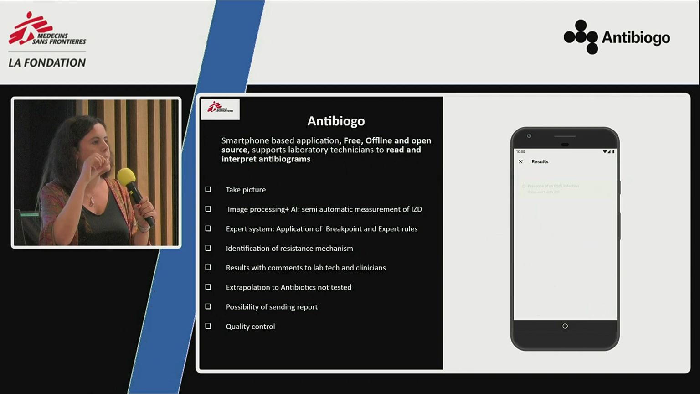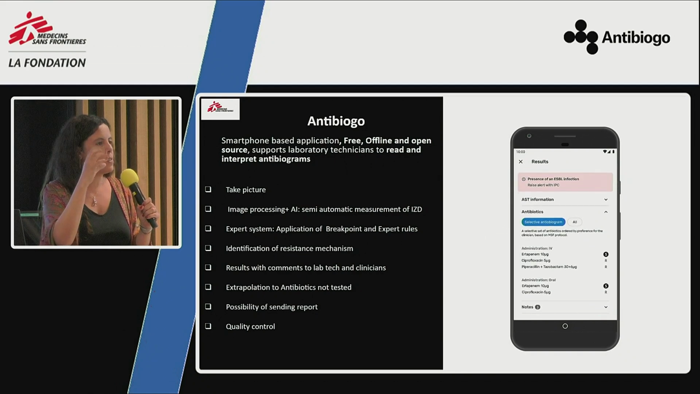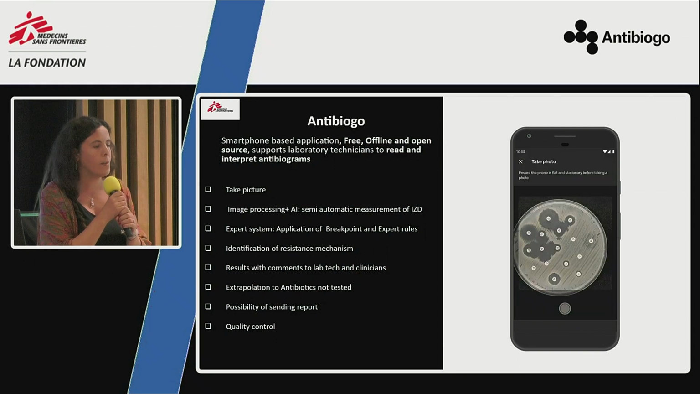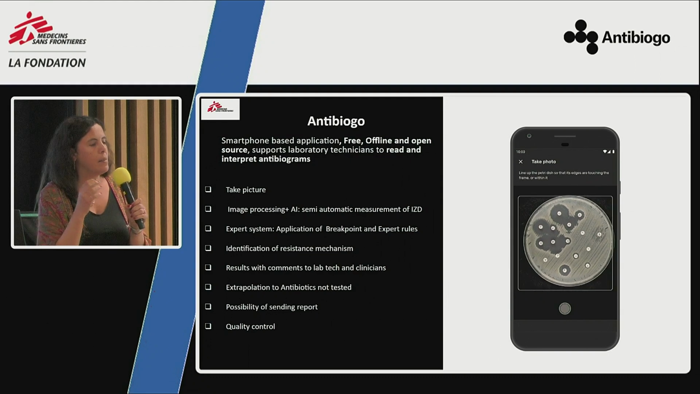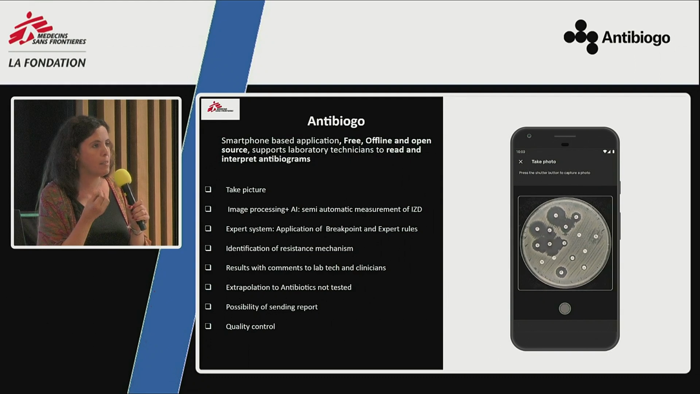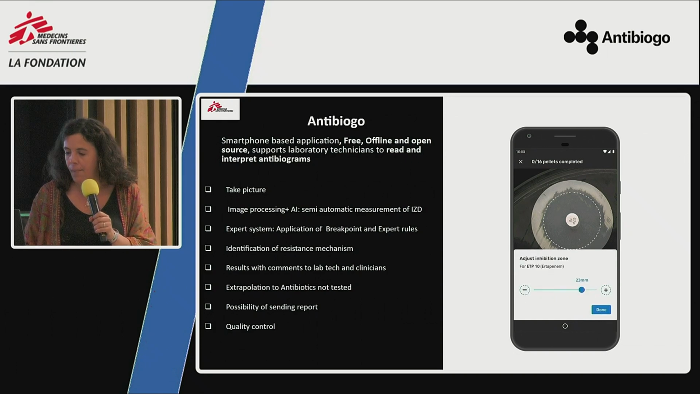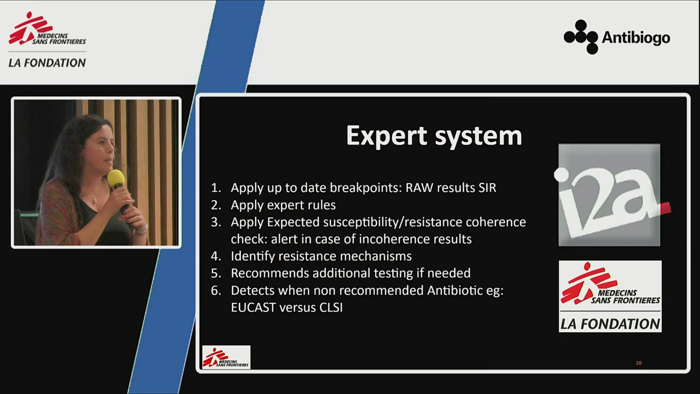The first one is taking the pictures and the image processing part, recognizing the names of antibiotics and proposing a semi-automatic measurement of the inhibition zone. And the second part is the expert system. So all the information about diameter and name of antibiotics is processed through the expert system, which will provide an interpretation. I want to insist on the expert system because I consider it the heart of Antibiogo.